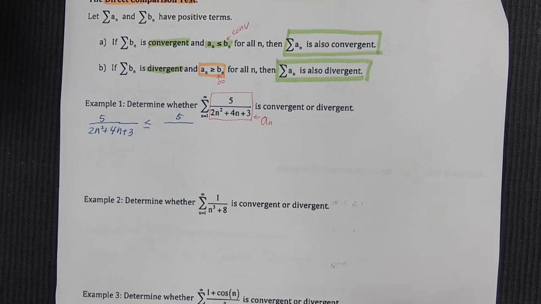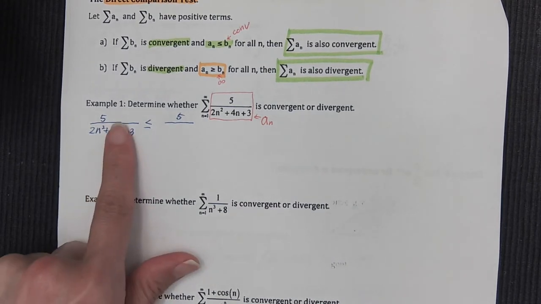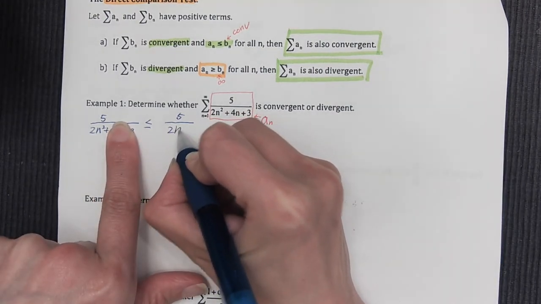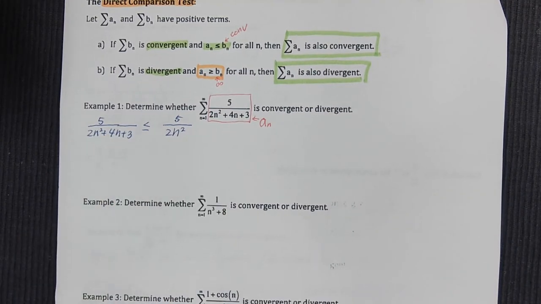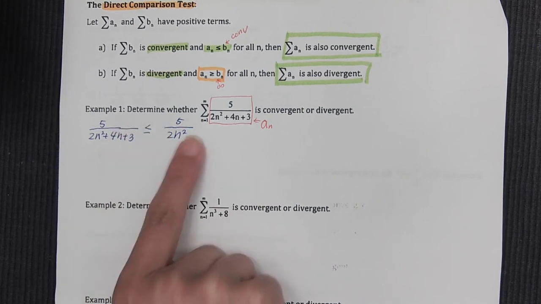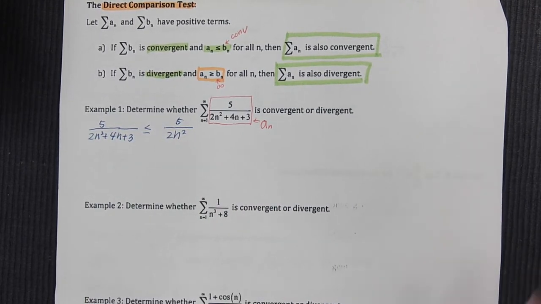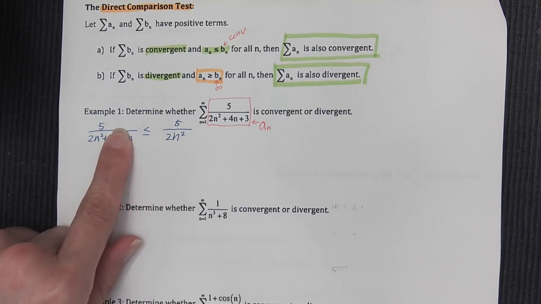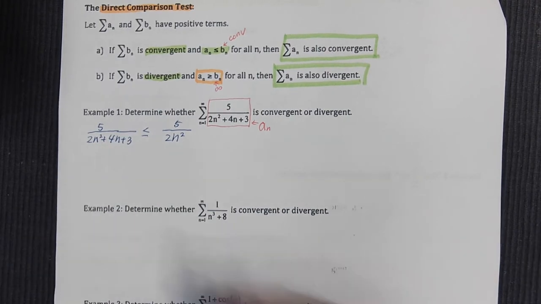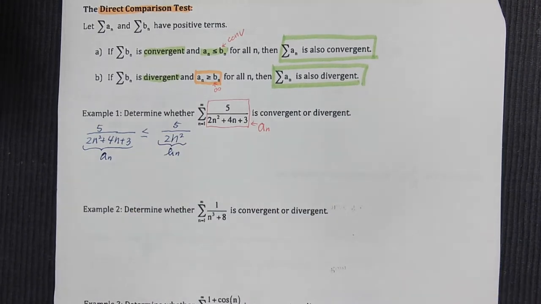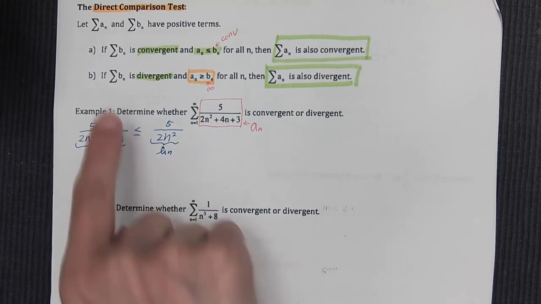I just want to make the smaller denominator. I don't want a bunch of the extra stuff. I want to get rid of that guy. That's small enough. I just take away 4n plus 3, and I get a smaller denominator. I'm going to tell you why we are going to do it. I just want to keep the 2n squared. So this is my A of n. This is my B of n.